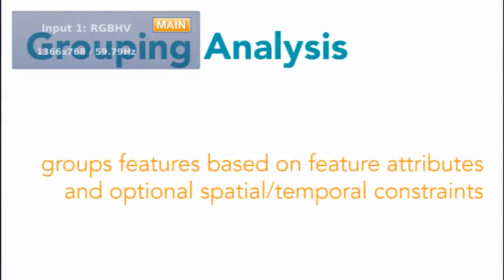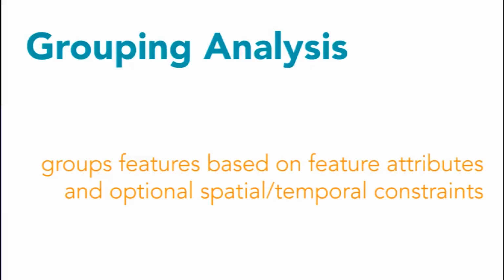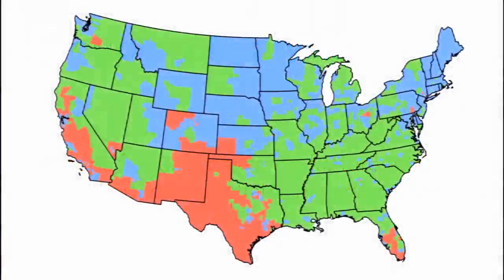All right, grouping analysis. Grouping analysis allows us to find patterns in our data with multiple variables. We group our features so that within the groups they are as similar as possible, and between the groups the features are as different as possible. The output of a grouping analysis might look something like this.